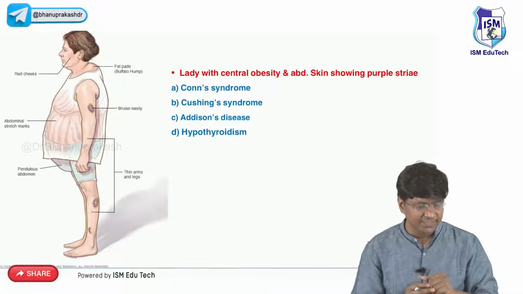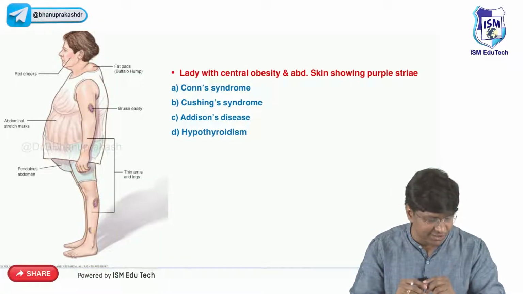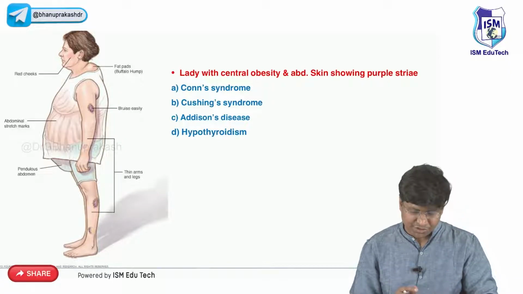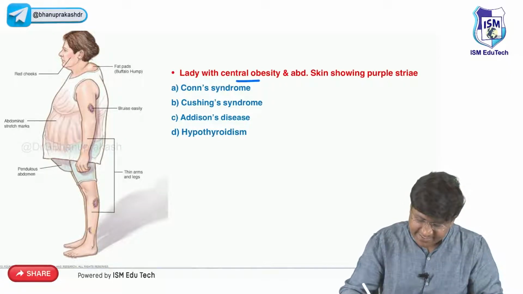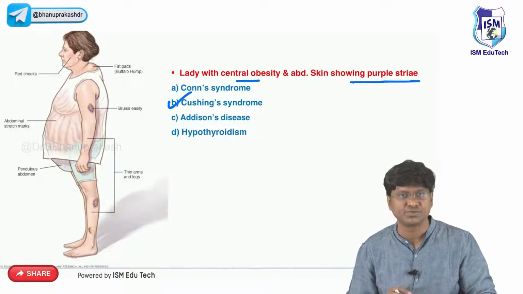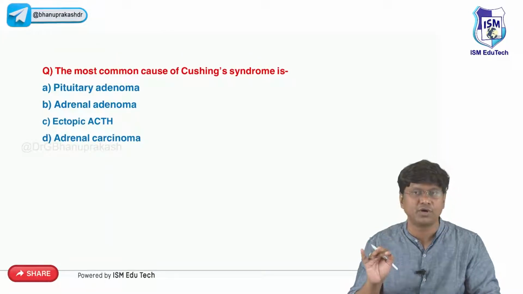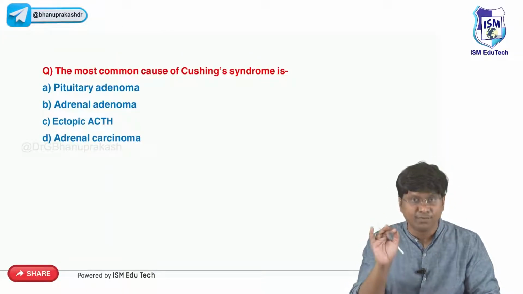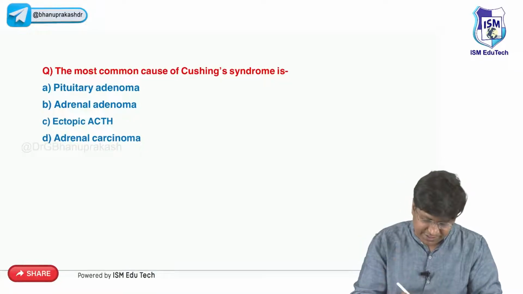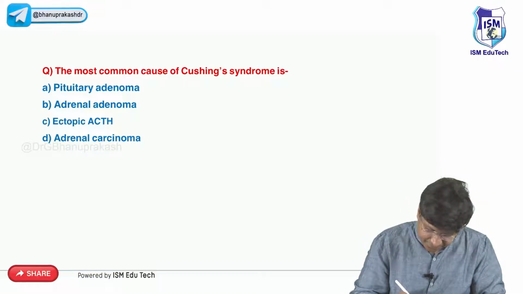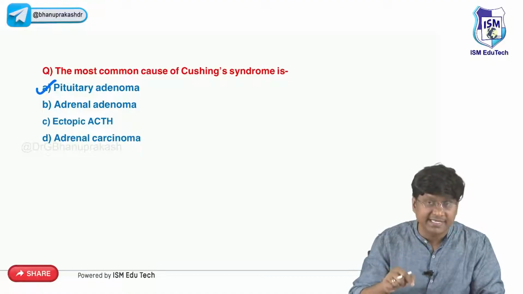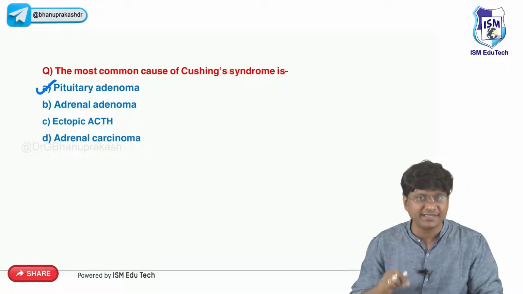Now coming to the next important topic, that is Cushing syndrome. Right. So the Cushing syndrome: a lady with central obesity and abdominal skin showing purple striae, what exactly is the diagnosis? That will be Cushing syndrome. Now, if the question is asked, what do you think is the most common cause of Cushing syndrome? The most common cause will be pituitary adenoma in this question.